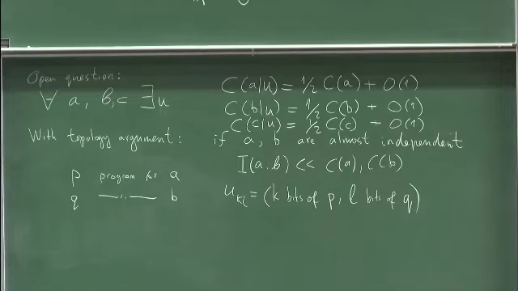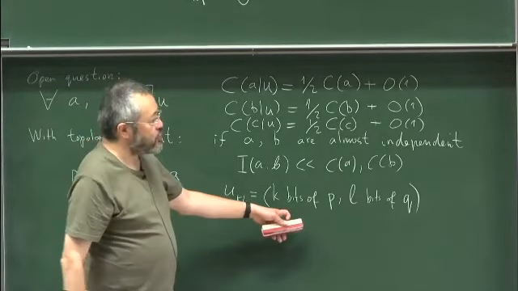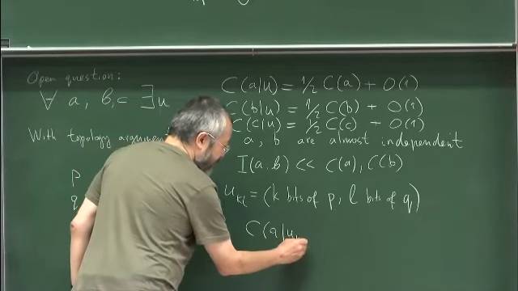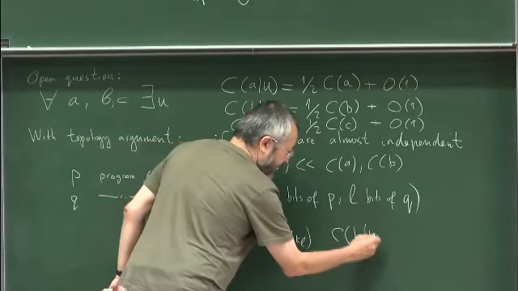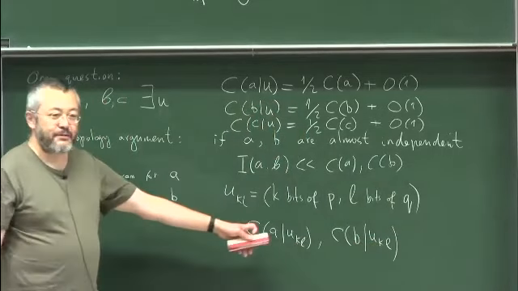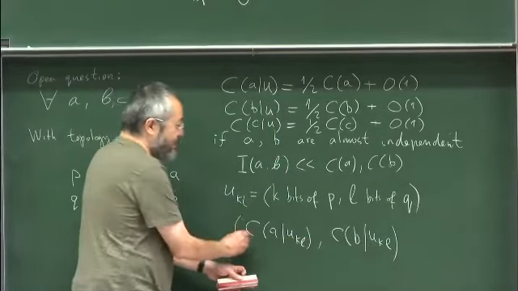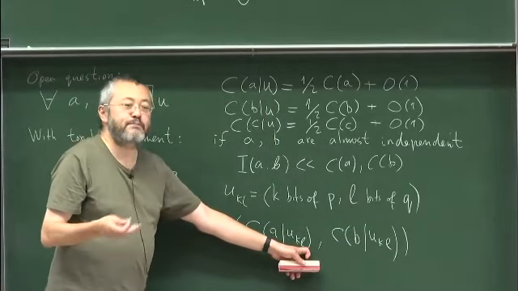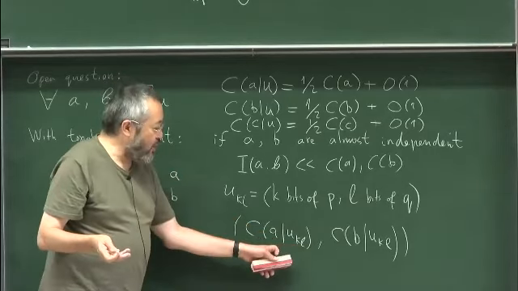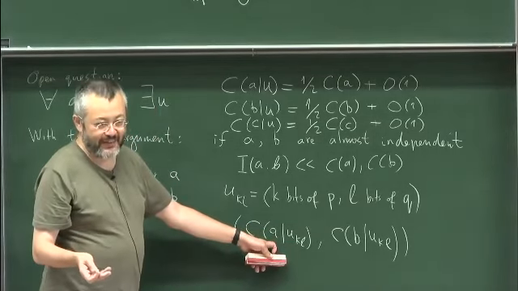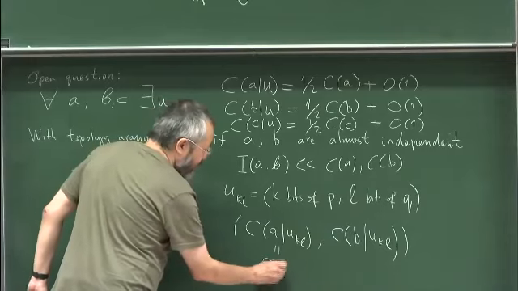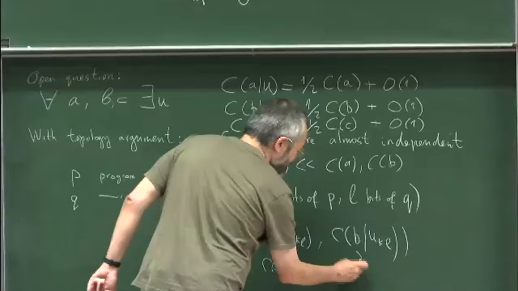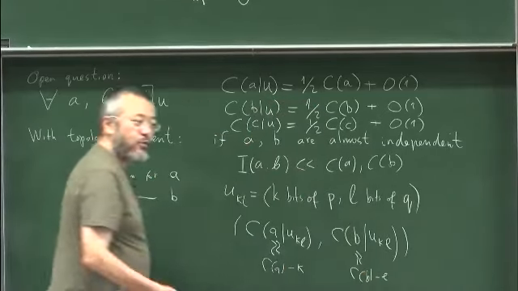Because we want to know the behavior of this function, of C of A given UKL and C of B given UKL. If A and B are almost independent, then the behavior of these things is predictable. We have K bits of A, and we have L bits of B, which are not related to A. So this complexity is more or less the remaining thing: the complexity of A minus K, with logarithmic precision, and the complexity of B minus L, with logarithmic precision. So we know the behavior of the thing.